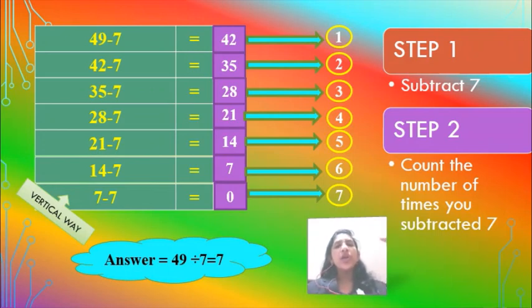It was just stepwise. 49 minus 7 will leave me with 42. I'm still having 42, so I can again give away 7 more stickers. When I did that, I was left with 35. And so on. I can carry on till I reach my remainder as 0, when I will not be left with any stickers. So this is how the vertical way of division by repeated subtraction is done.